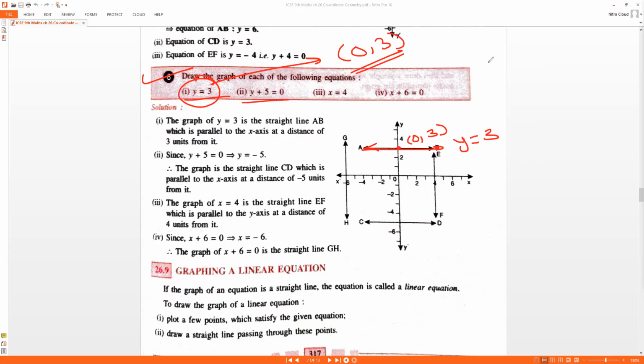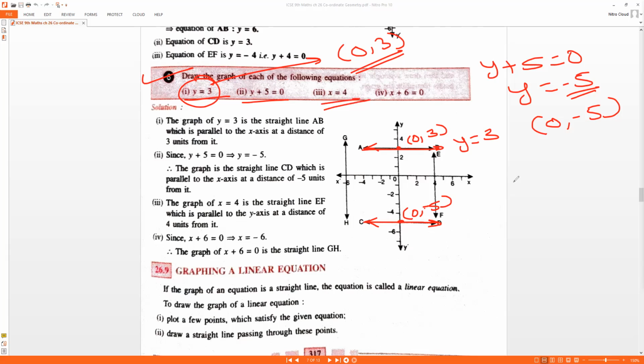Similarly, y plus 5 is equal to 0. That is y is equal to minus 5. That means the point through which it passes is (0, -5), since the y coordinate is minus 5. Obviously the point lies on the y-axis, so its x coordinate is 0, right? This is the line, and this is the point (0, -5). Okay, got it? All right.